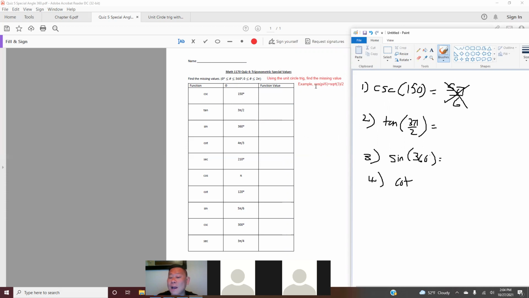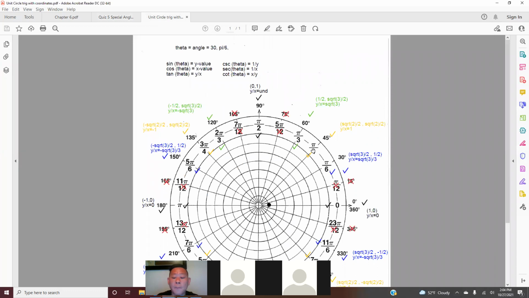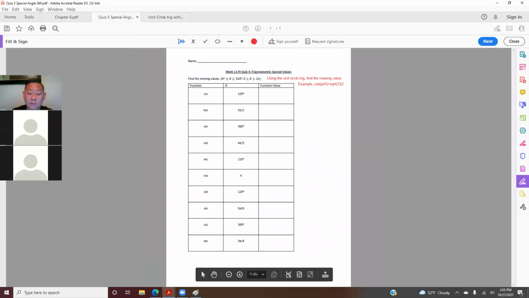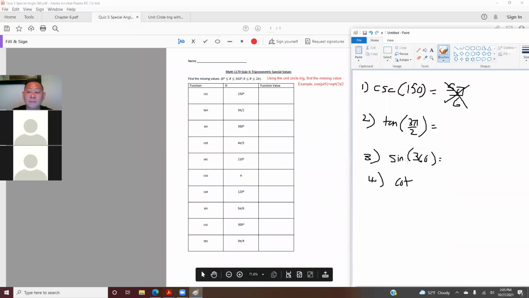For example, cosine pi over 6. If you look at your unit circle, pi over 6 is this one. Cosine pi over 6 is the x value. So your answer will be square root of 3 over 2. So cosine pi over 6 is root 3 over 2. That is the meaning of this, not converting degrees to radians or radians to degrees.